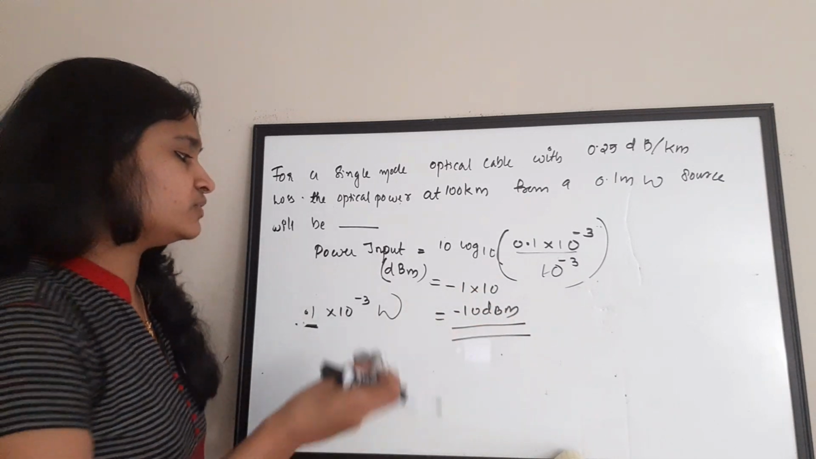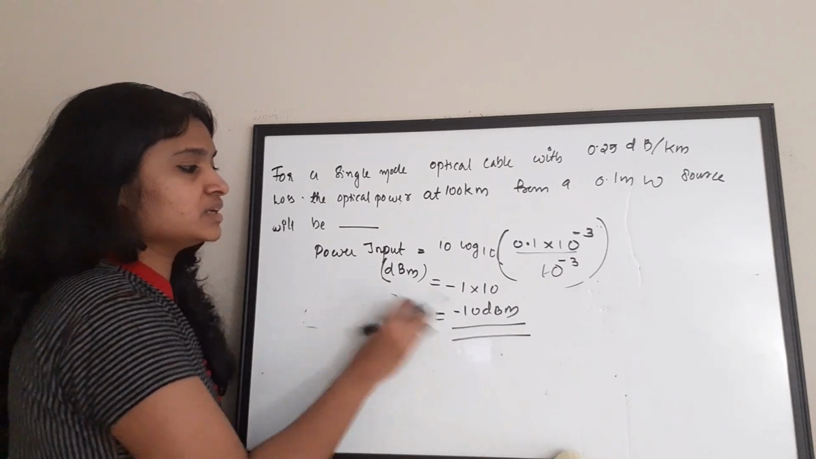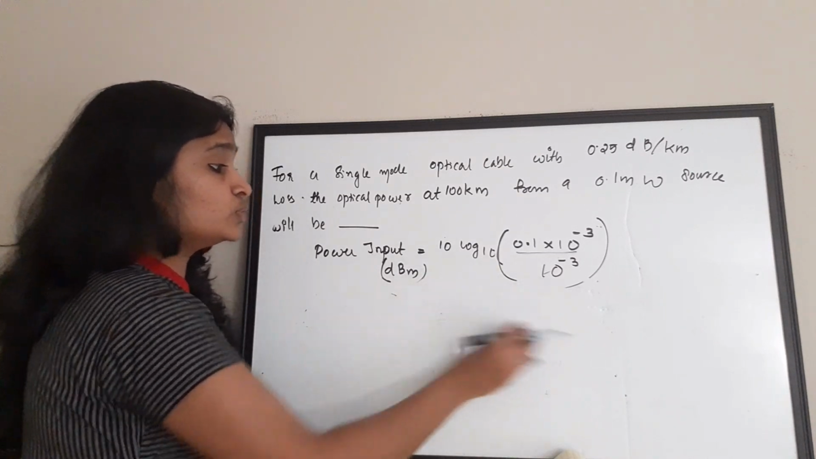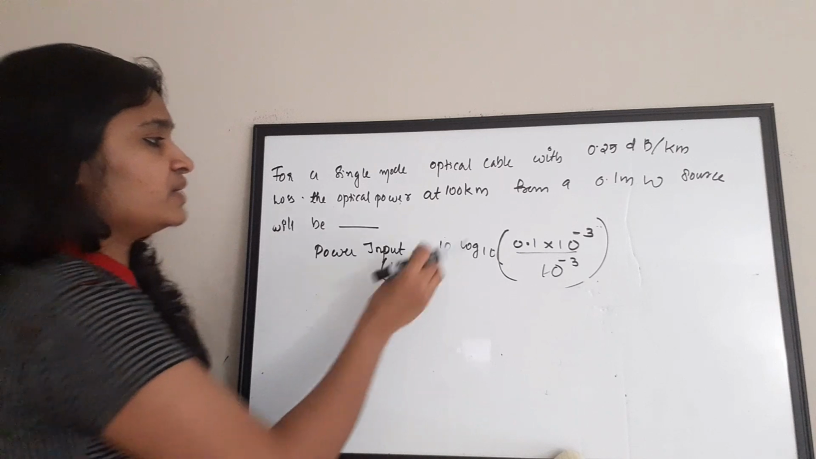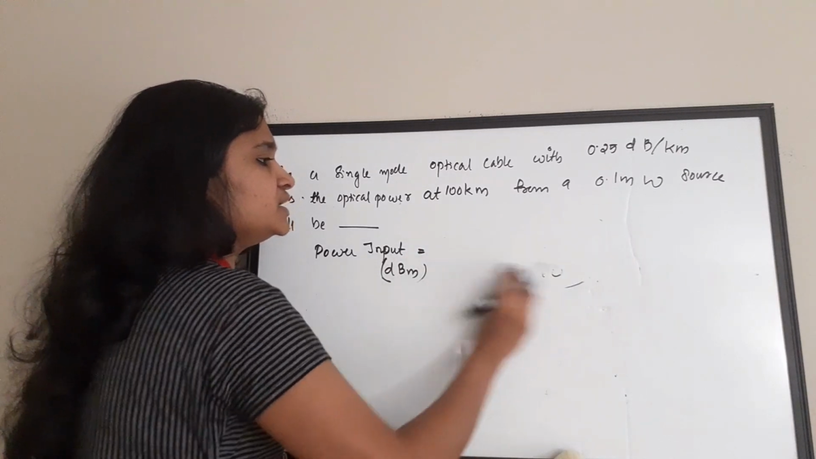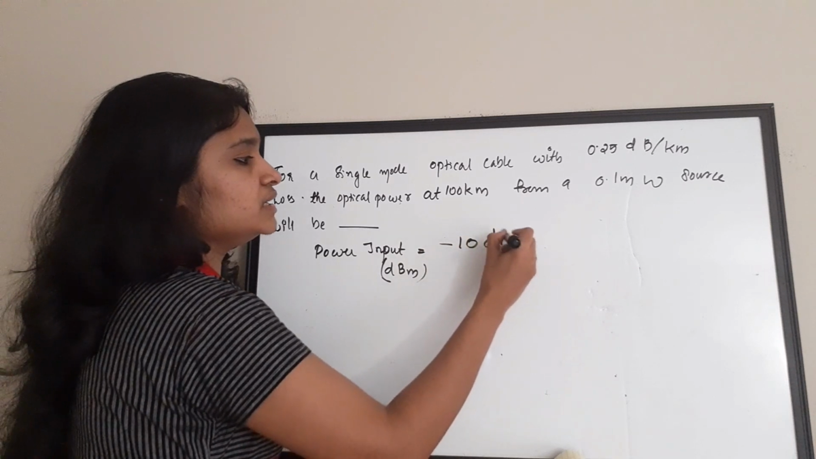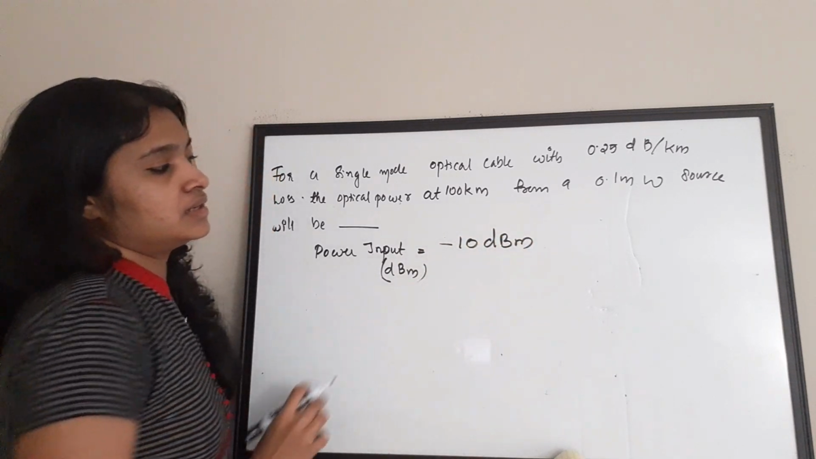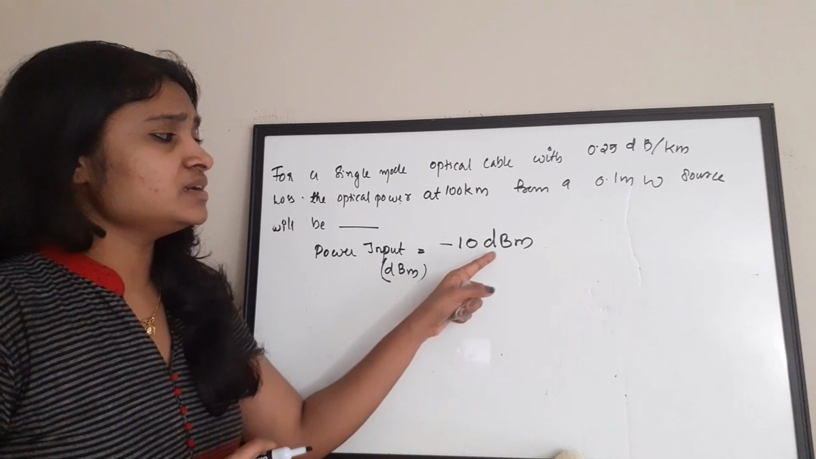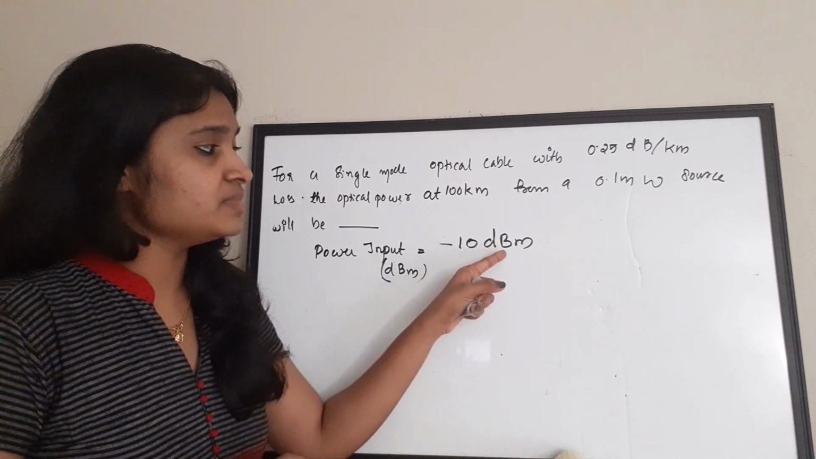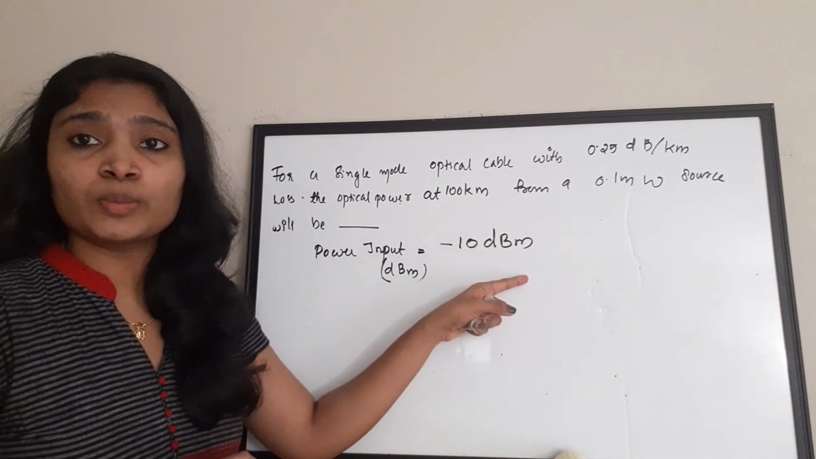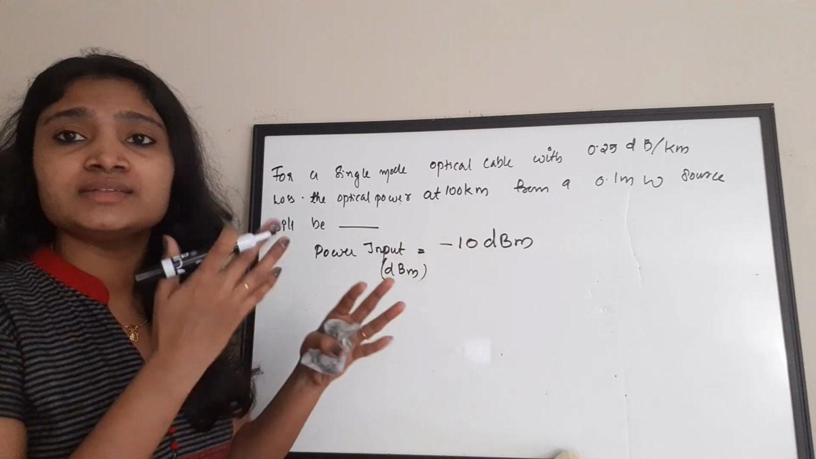Okay, so everybody will be knowing this. This is a very simple conversion actually, but if you don't know, I'll just explain. So the power input obtained in dBm is minus 10 dBm. Now, dBm means it is power in decibel with respect to milliwatt power. So that's why we have divided by 10 raised to minus 3.